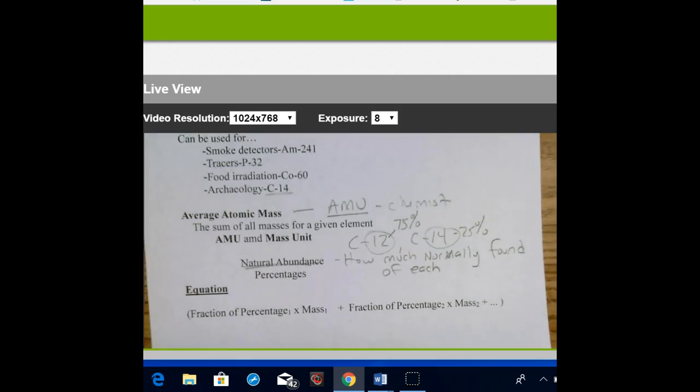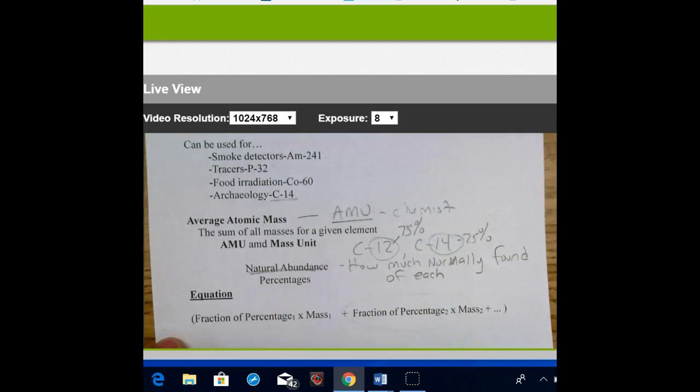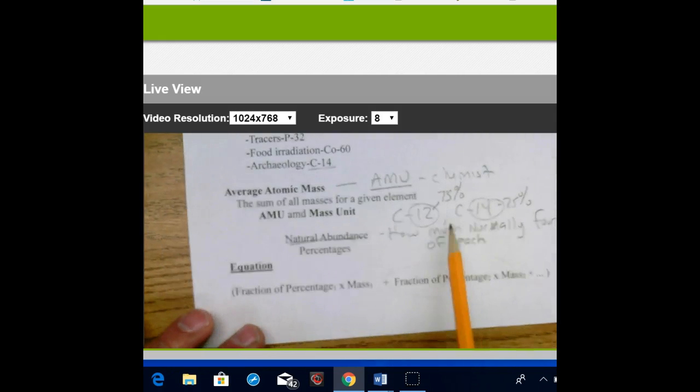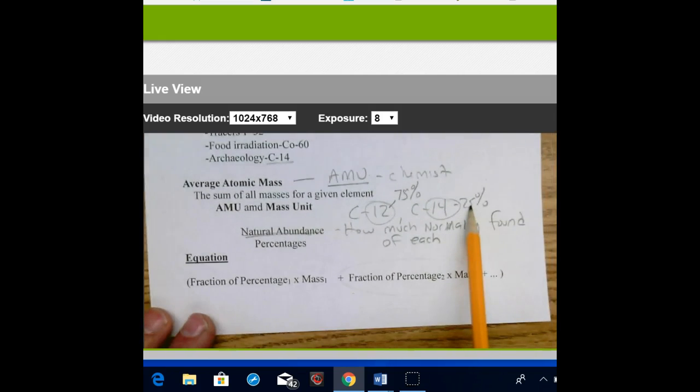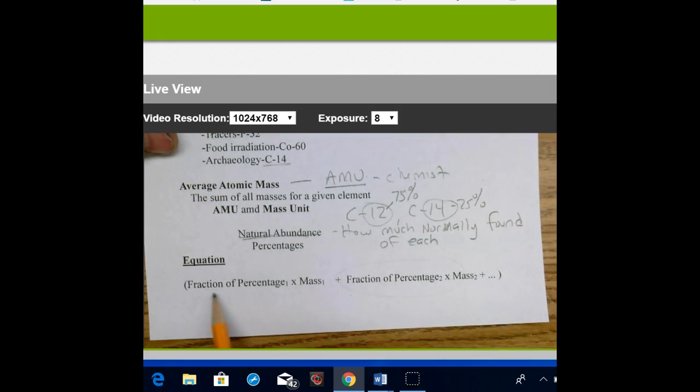The equation you use is the fraction of the percentage times the mass, and then for each isotope you do the same thing, the fraction of the percentage times the mass, and you just keep adding whatever that total would be. So if we did carbon, let's just say it was 75 and 25. We would see the fraction of the percentage would be 75 out of 100. We would times that by the mass of carbon.